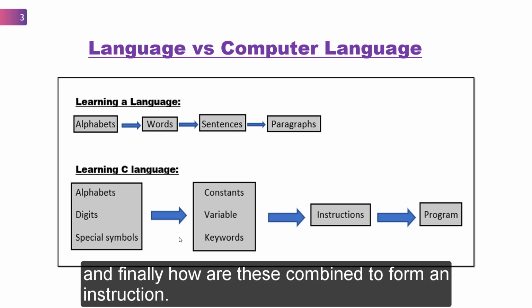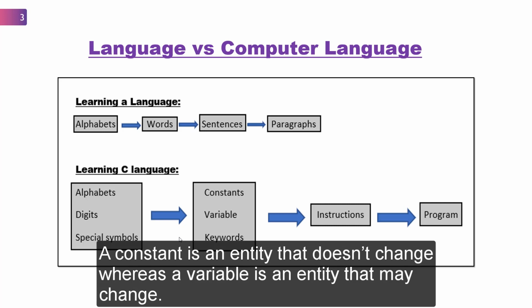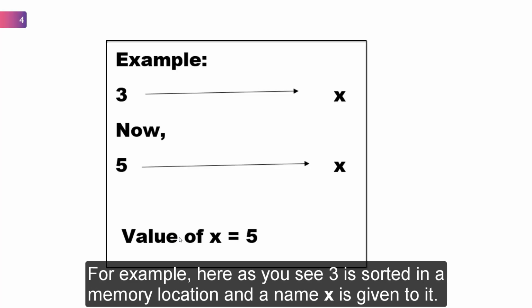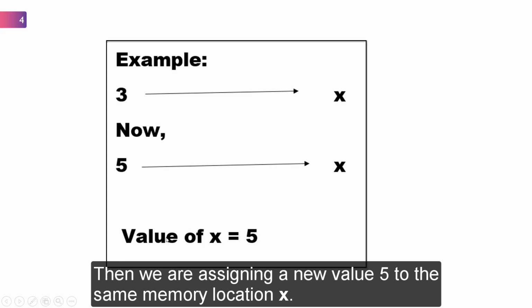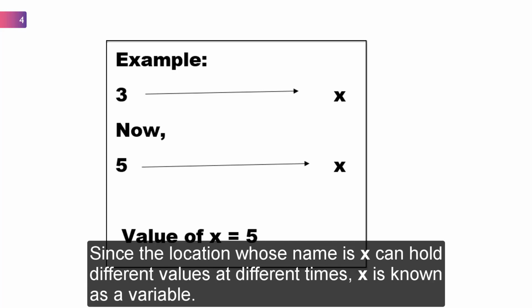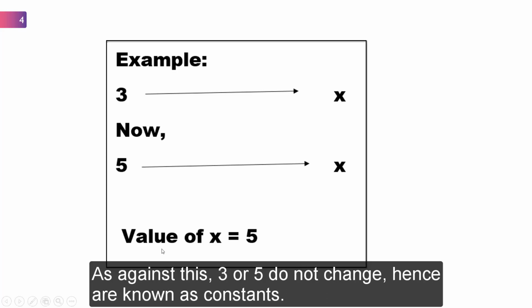A constant is an entity that doesn't change, whereas a variable is an entity that may change. For example, here as you see, 3 is stored in a memory location and a name x is given to it. Then we are assigning a new value 5 to the same memory location x. This would overwrite an earlier value of 3, since a memory location can hold only one value at a time. Since the location whose name is x can hold different values at different times, x is known as a variable. As against this, 3 and 5 do not change, hence are known as constants.